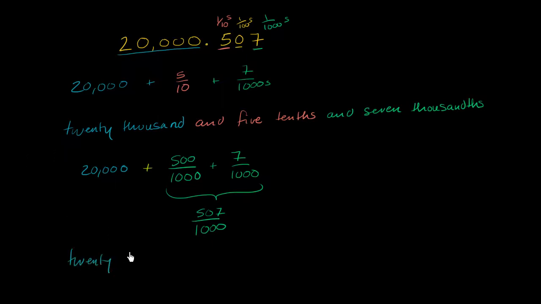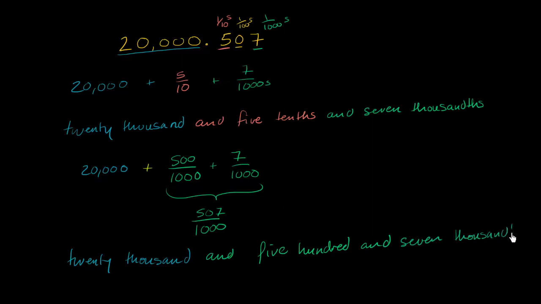So we could just say this is 20,000 and 507 thousandths. This is 1 over 1,000, while this right over here, 1,000, of course, actually represents 1,000. So we got 20 thousands, that's that right over there, and 507 thousandths.